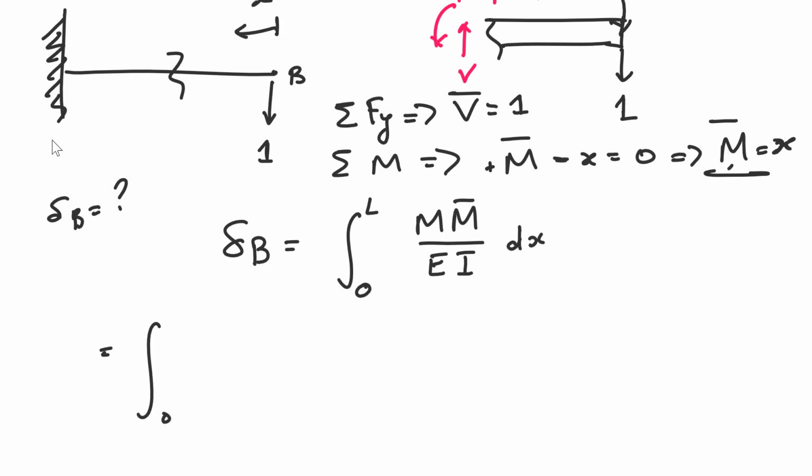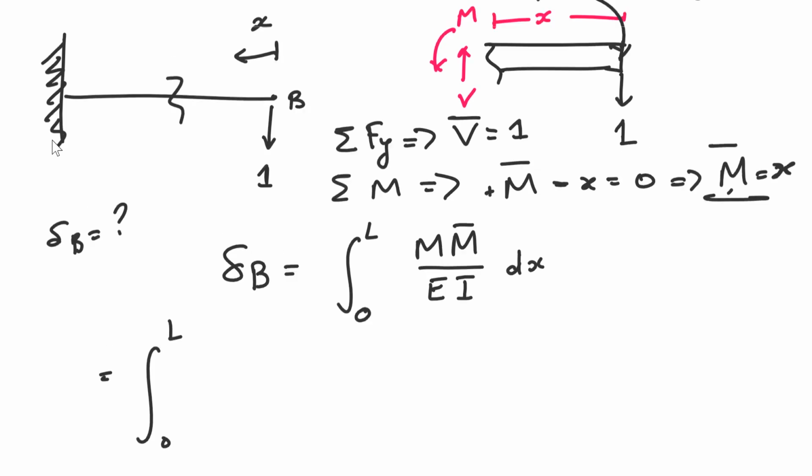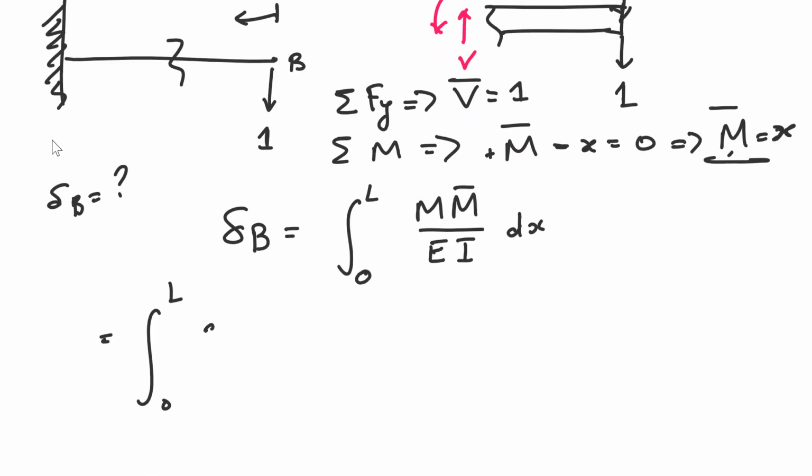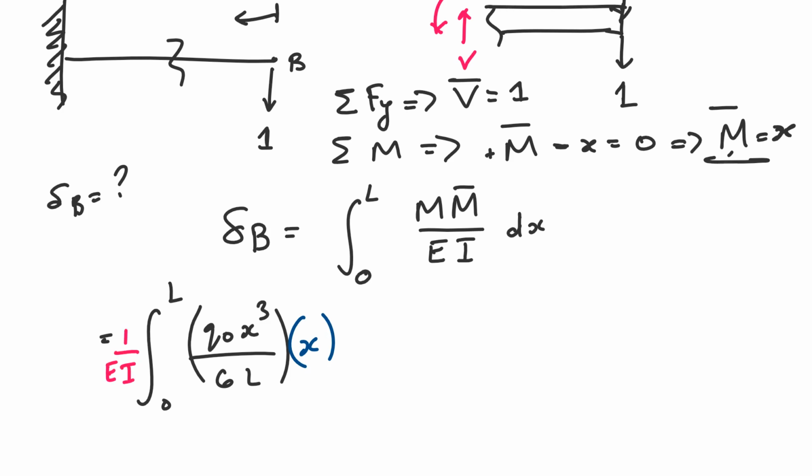We just plug in everything that we know. What is m? M from over here is q naught x cubed over 6L. That's m. What is m bar? M bar is just x. Pretty easy. And then we have to divide this whole thing by, you guessed it, 1 over EI. And we just need to integrate it.